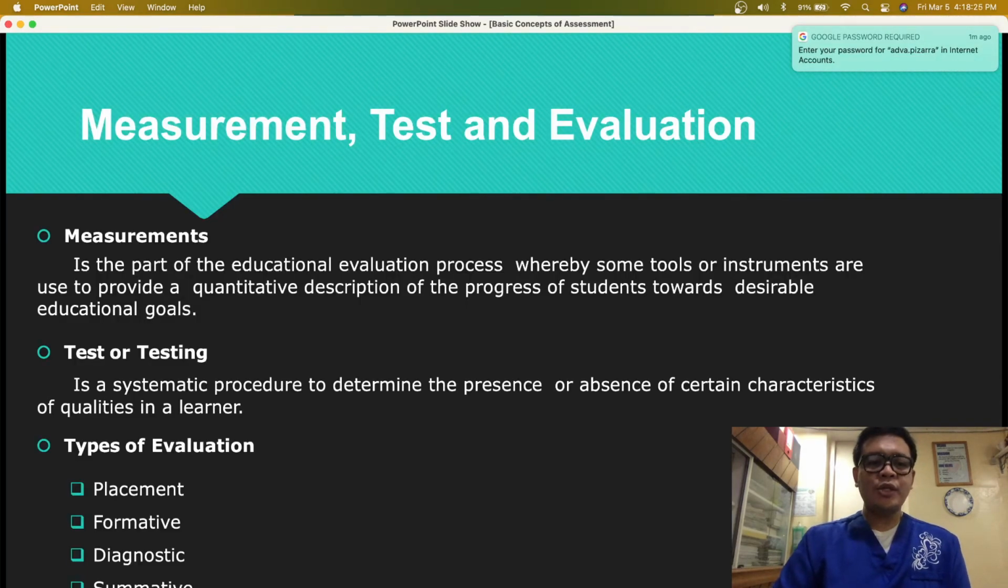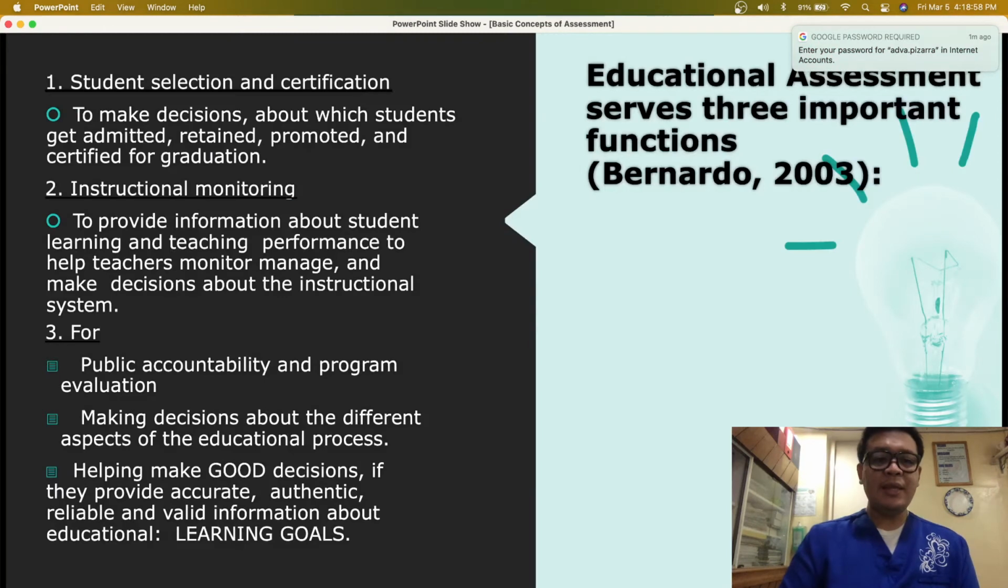Measurement, test, and evaluation. So defining measurement, it's a part of educational evaluation process whereby some tool or instruments are used to provide quantitative description of the progress of students towards desirable educational goals. And talking about testing, it's a systematic procedure to determine the presence or absence of certain characteristics or qualities of our learners. And we also have different types of evaluation. So let's take it one by one. That's the placement, formative, diagnostic, and even the summative.